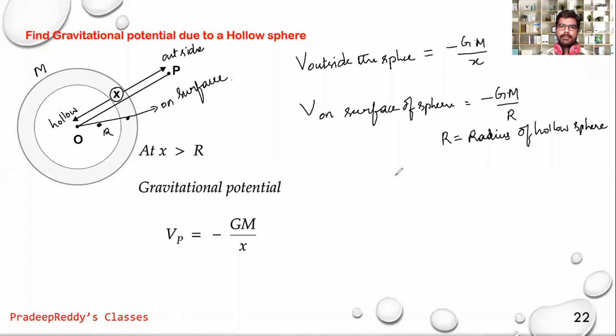Next, potential inside the sphere. Potential inside the sphere will be minus capital G capital M divided by. So as you are moving inside, where is the mass situated? Mass is exactly situated at a position capital R. Mass is concentrated on the surface of the sphere. Therefore, when we are calculating gravitational potential inside the sphere, that potential will be because of mass which is on the surface of the sphere.